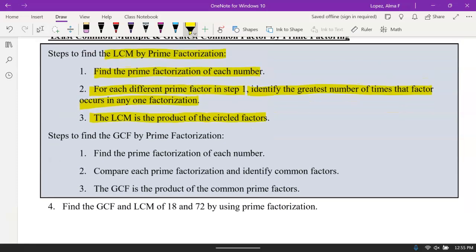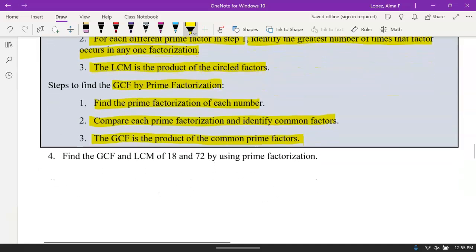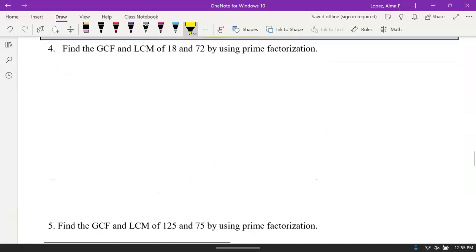And for the greatest common factor by prime factorization, and actually I like this method better, find the prime factorization of each number, compare each prime factorization, and identify common factors. The greatest common factor is the product of the common primes. That is a big mouthful. Let's get started. Find the greatest common factor and the least common multiple for 18 and 72. We saw the other method, and now we're looking at a method called prime factorization. You just need to know how to do one really well, okay?